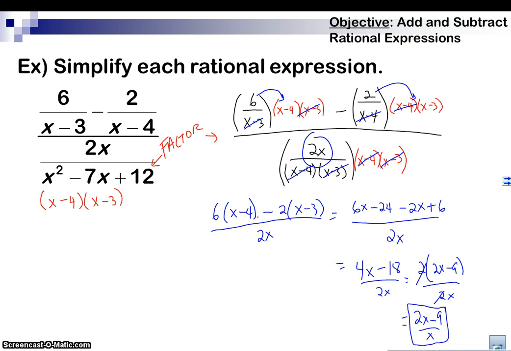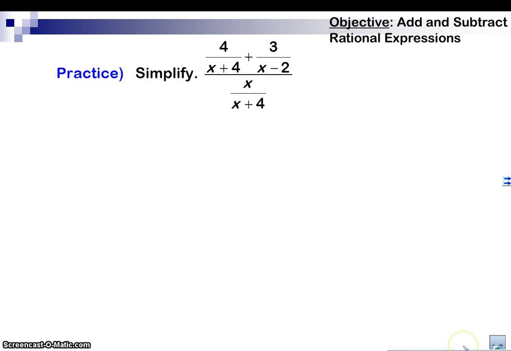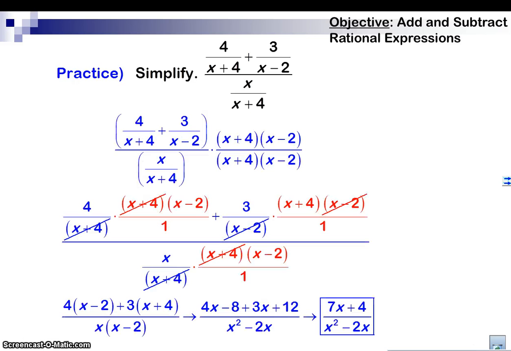All right, so here's one more practice for you to do. So why don't you take a second to work on that? All right, and here's the solution.